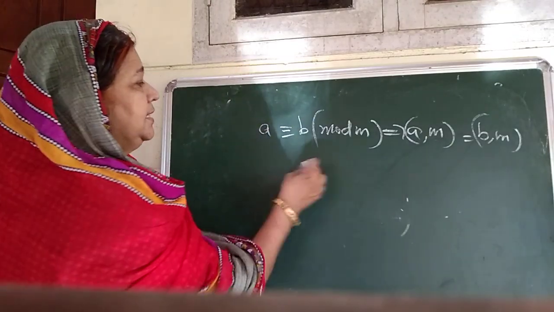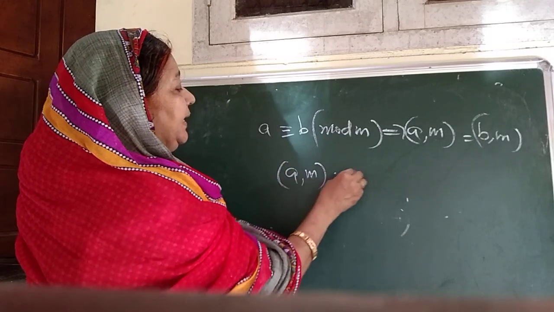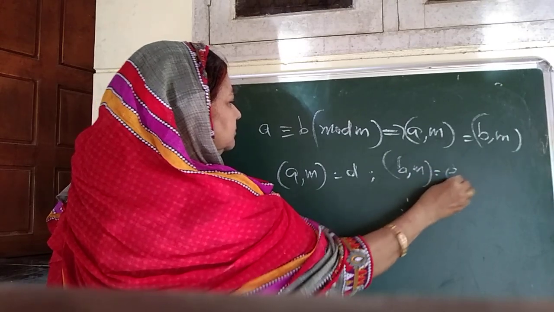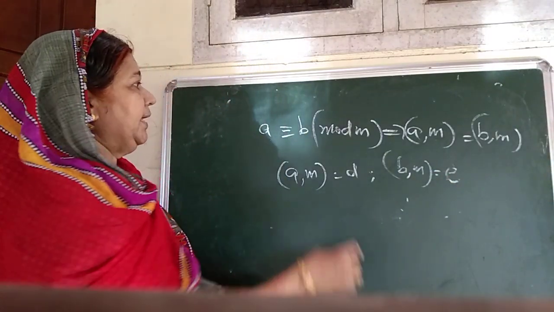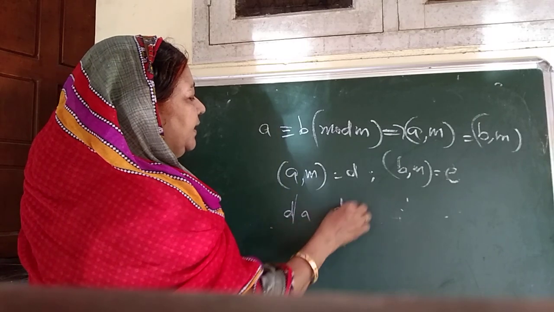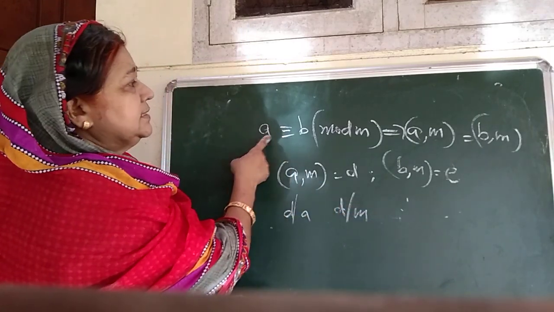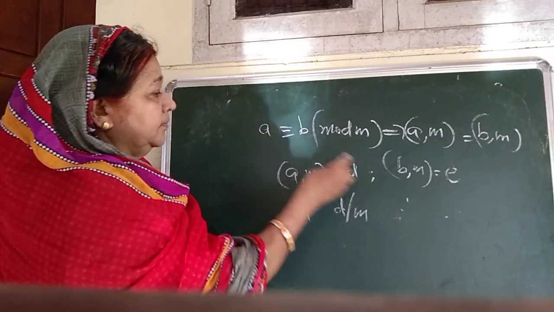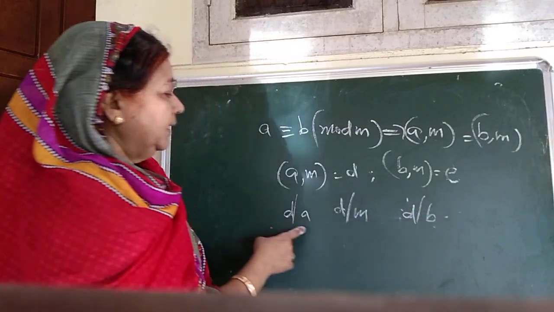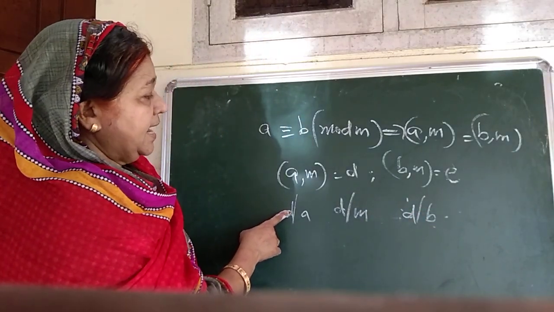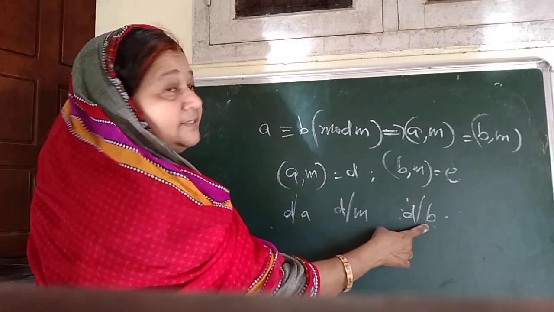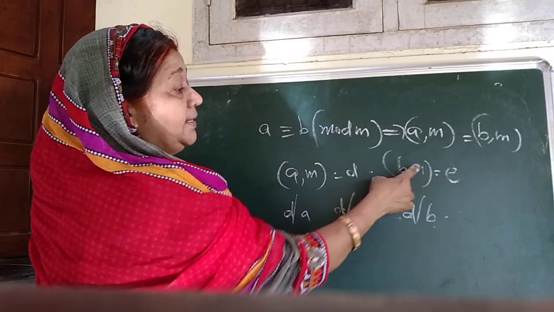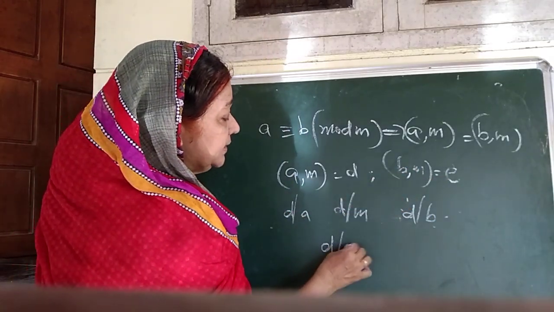Let us assume that gcd(a, m) equals d and gcd(b, m) equals e. Since gcd(a, m) equals d, d divides a and d divides m. And we are given that a is congruent to b mod m, which shows that by the above theorem we have d divides b. Therefore, d divides m and d divides b, and e is the gcd of b and m. We have d divides e.